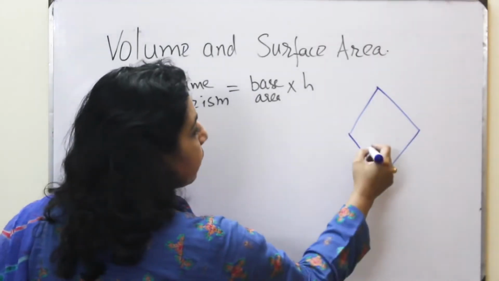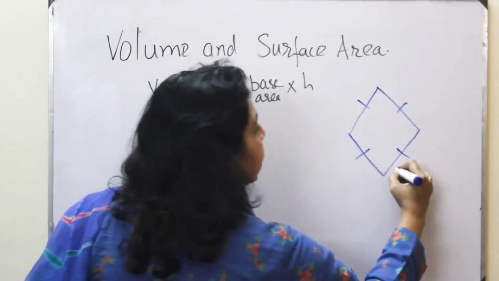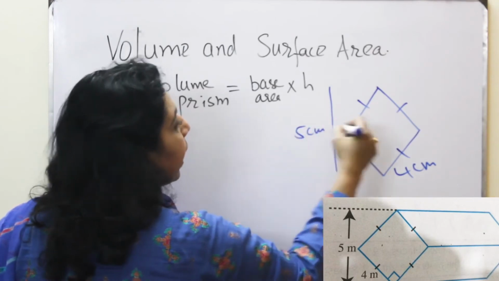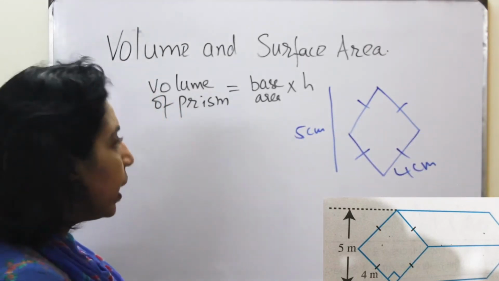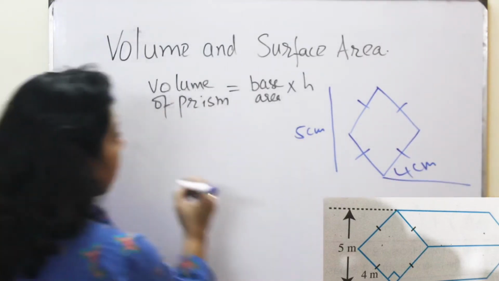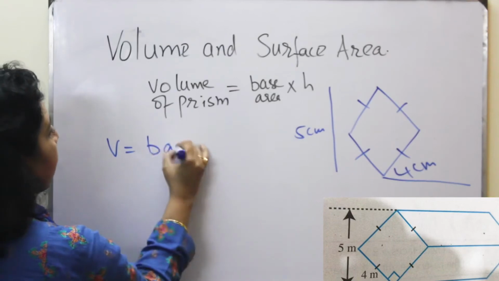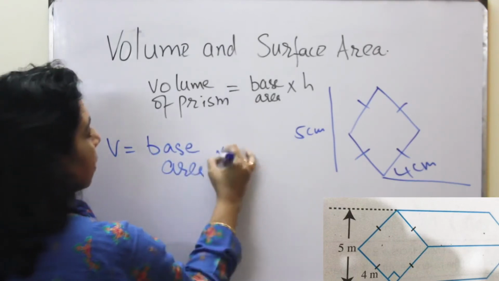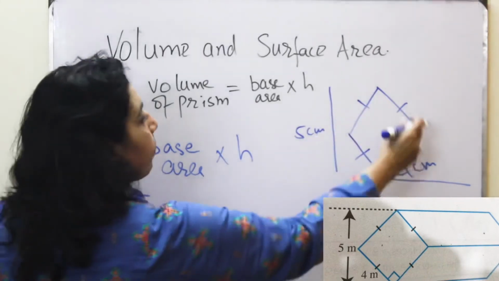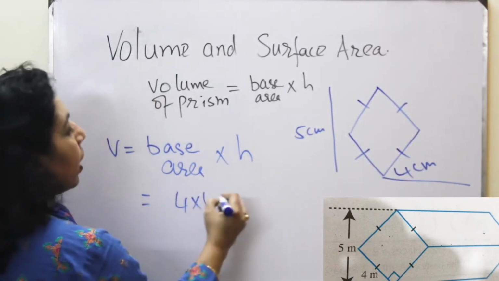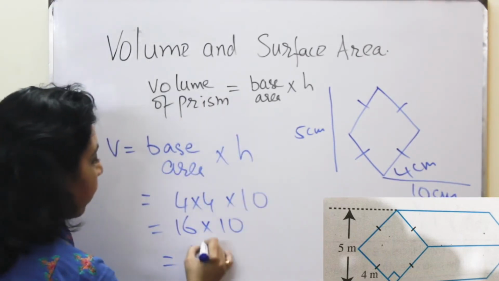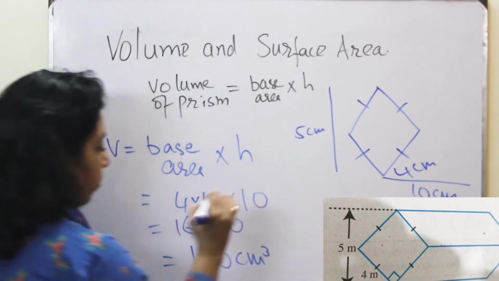This is a rhombus with all sides equal to 4 centimeter. They have given us this side 5 centimeter and the height of this prism 10 centimeter, and they are asking for the volume. Here they have shown the height of the prism. Volume is base area into height. So the base is basically a rhombus, or you can take it as a square. You can multiply this 4 with 4, and height of the prism is given 10 centimeter, and its volume will be 160 centimeter cube.